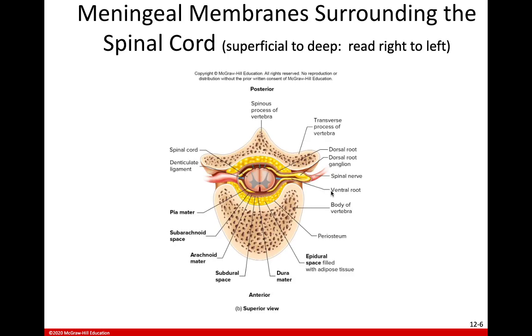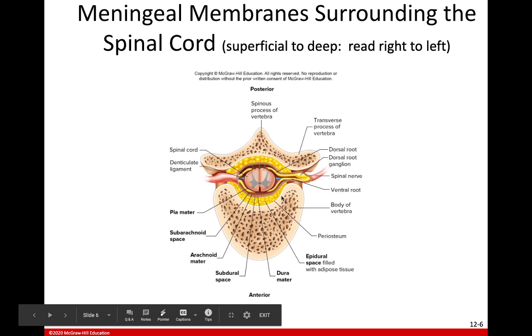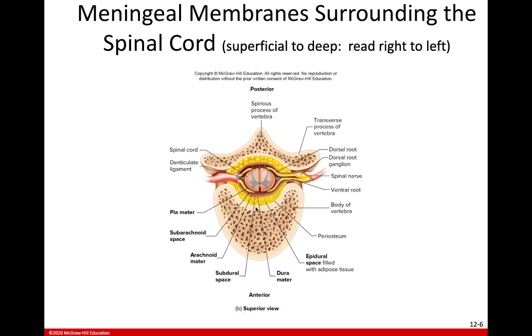So we can see them better here. Again, if we want to see superficial to deep, all the spaces and the spinal meninges, you just read this picture from right to left. So the epidural space is here, filled with lots of fat. Again, this is where they inject the anesthesia for an epidural. Again, it is the space between the vertebra and the dura mater. This is the epidural space.